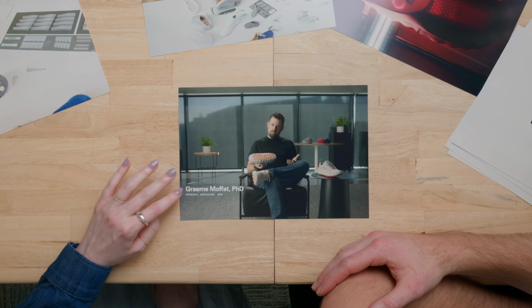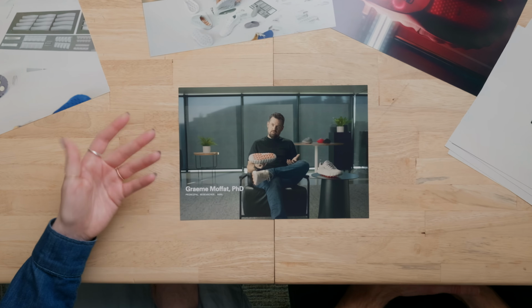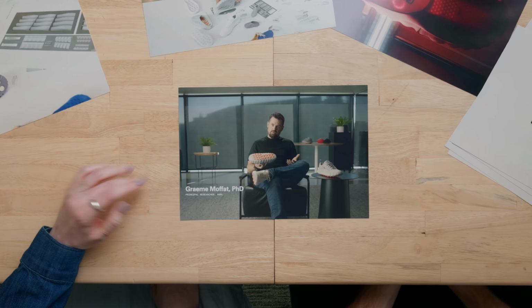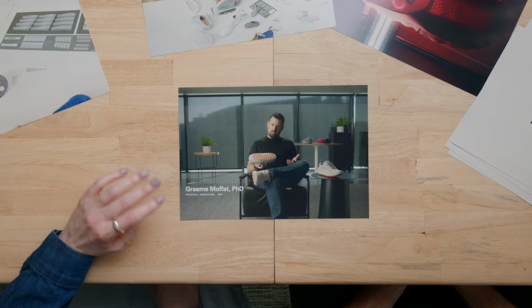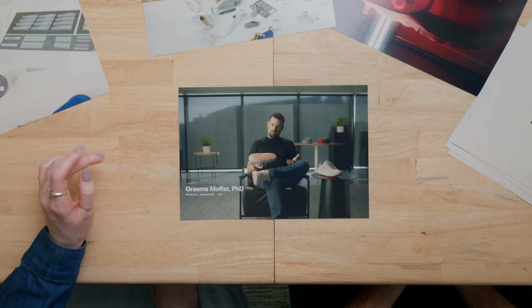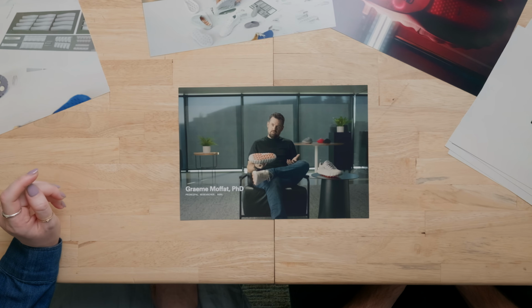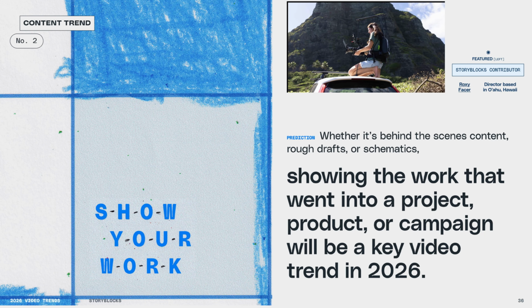We have the person's name, which is obviously larger than the title. The title is set in a monospaced font, which is something that I personally love and I think goes really well with the show your work trend.